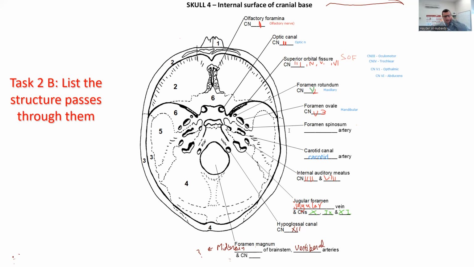Okay, foramen spinosum has been left here. Anyone knows what passes through foramen spinosum? It's an artery. Is it the middle meningeal artery? Middle meningeal artery, yes. So it's a branch from another artery that we'll cover in the following weeks. So the middle meningeal artery is a branch that goes all the way to supply parts of the meninges, from its name.